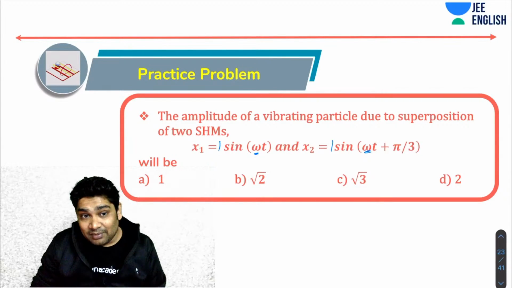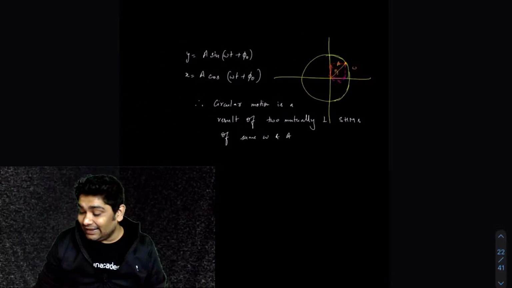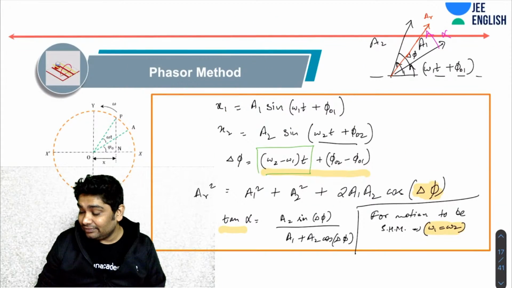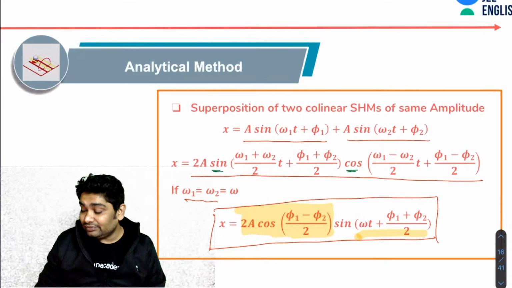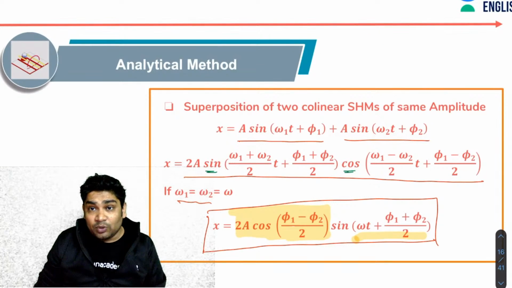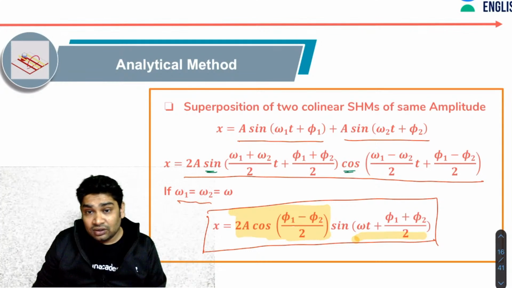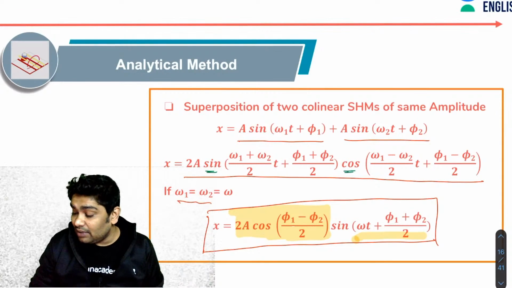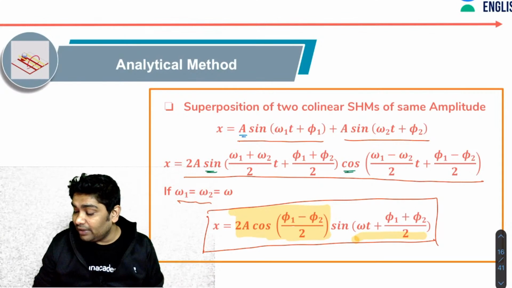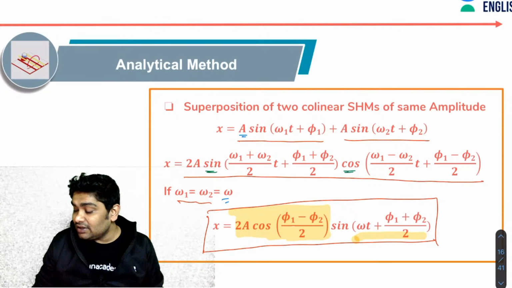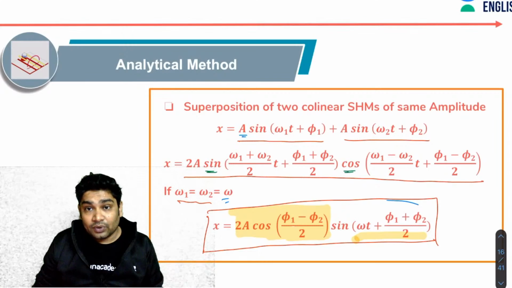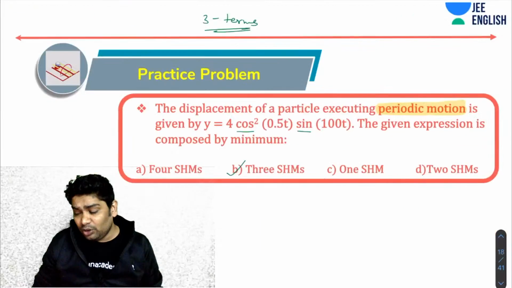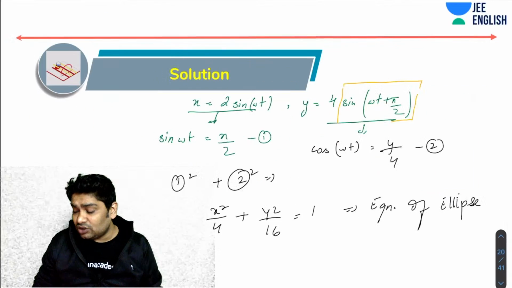So if you remember, we studied this equation right here. When you superimpose two SHMs which have the same amplitude and the same omega, then this is the equation that you get. So please remember that. Now you could have seen that from phasors also.